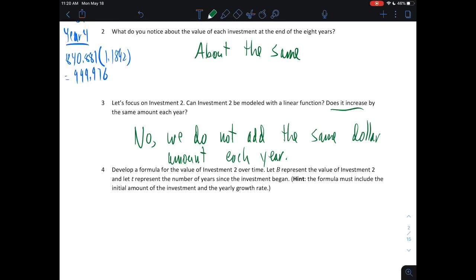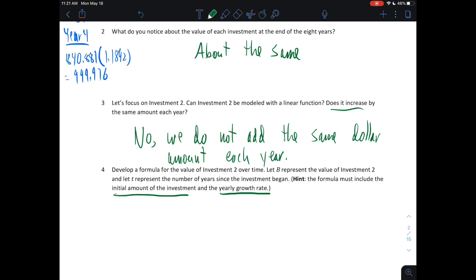So now number 4, develop a formula for the value of investment 2 over time. Let B represent the value of investment 2 and let T represent the number of years since the investment began. Hint, the formula must include the initial amount of the investment and the yearly growth rate. Here's where we see a phrase that we saw in Module 4. So the idea of growth rate relates to what we call the growth factor, and that's what we saw in an exponential function.